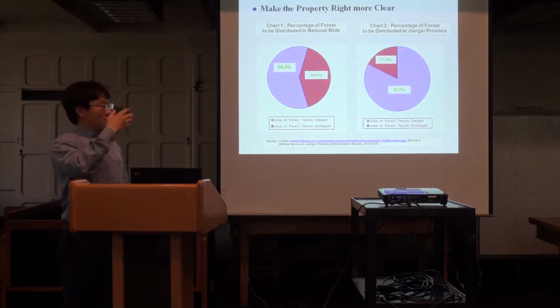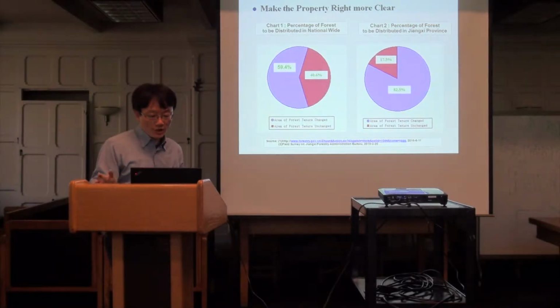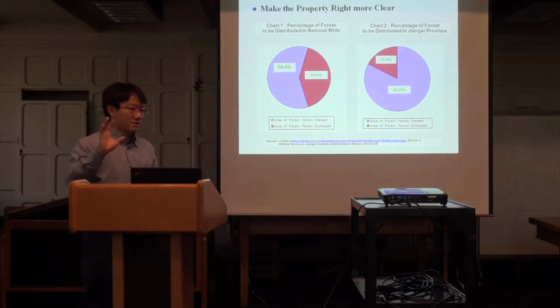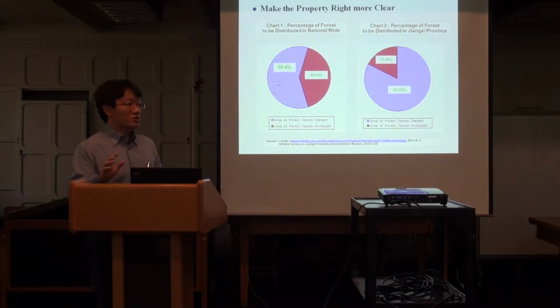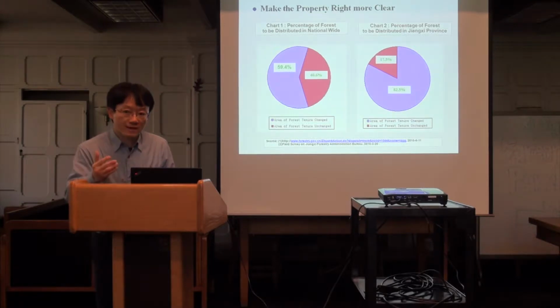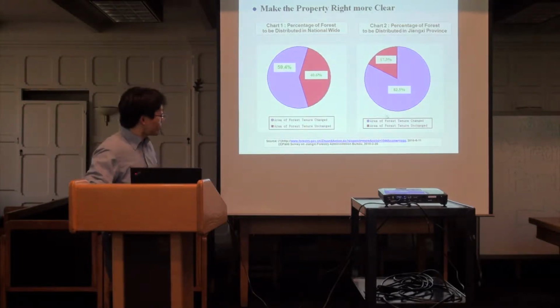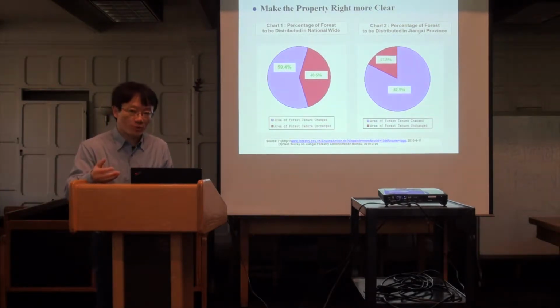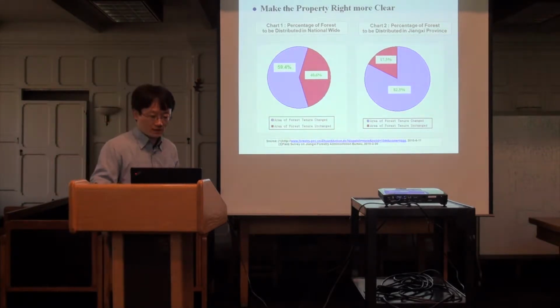Yes, these are the results of the reform. The two figures show us what has changed. This is the percentage of forest distributed nationwide. For the whole nation, this means roughly 60% of the use right of forest land has been transferred to individual farmers. But in some provinces, more than 80% of the use right of collective forest has been distributed to the farmers. That's one aspect.